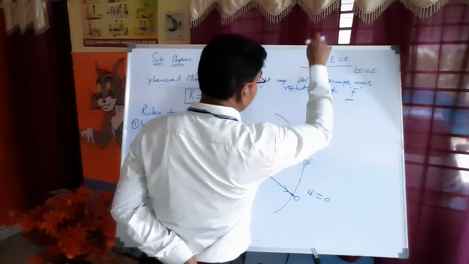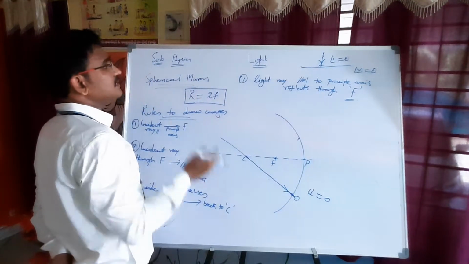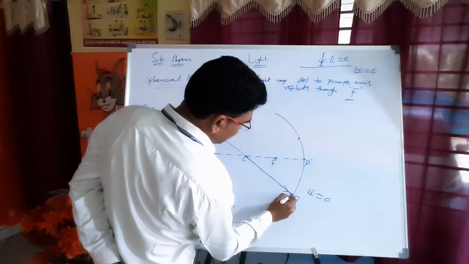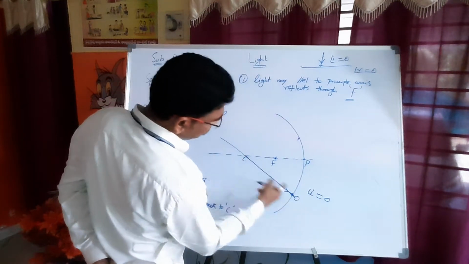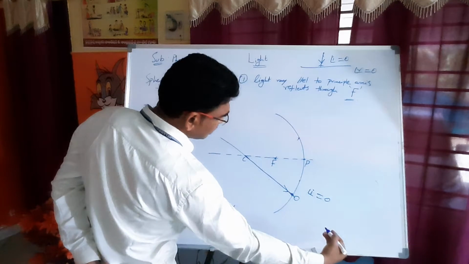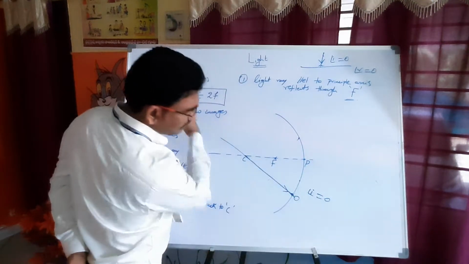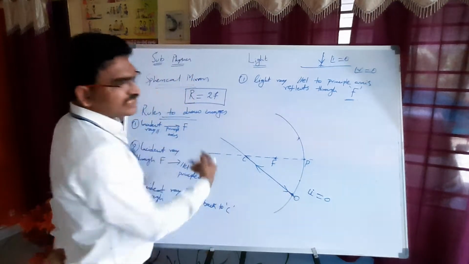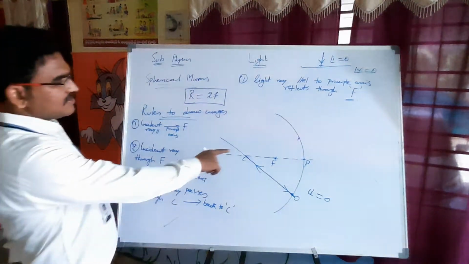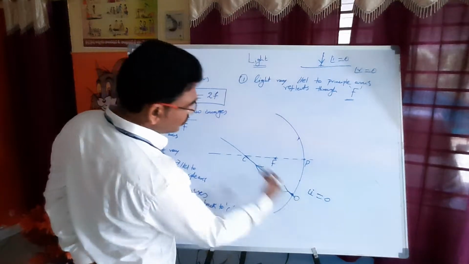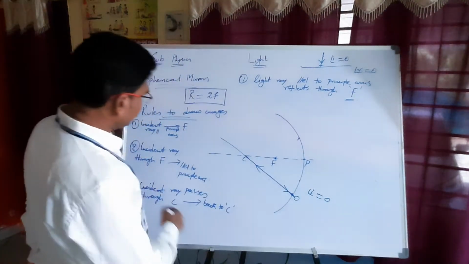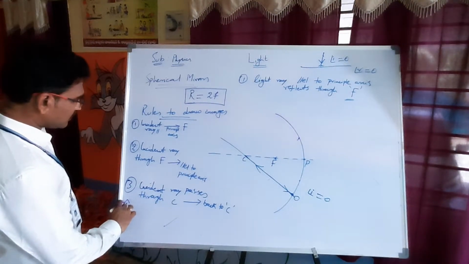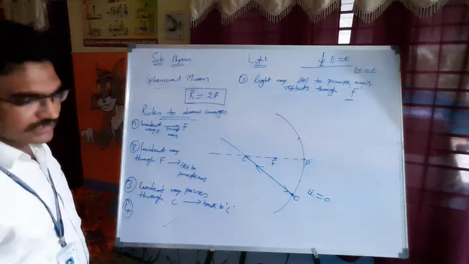In the same way it is reflecting. So CO, the angle of incidence is 0, because this is only the incident ray and this is only the normal. In the same way it will reflect. So CO is the incident ray, OC is the reflected ray. Simple. This is one rule, and another rule we can discuss.